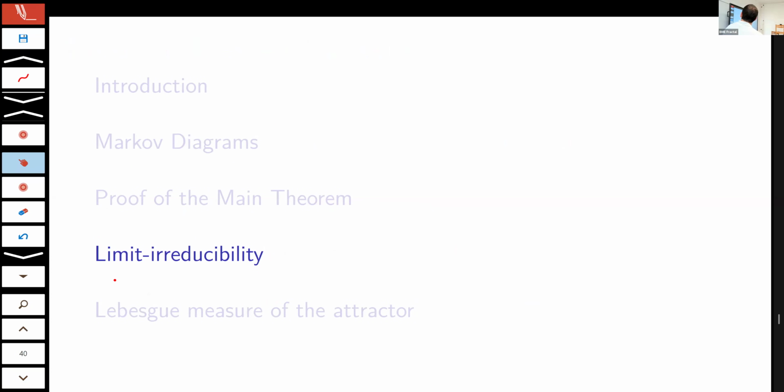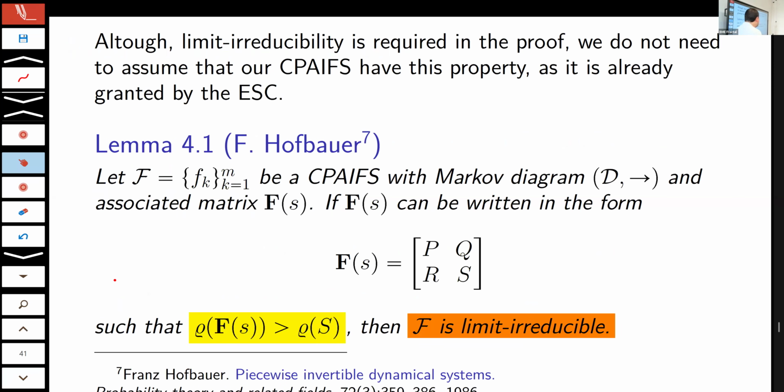Now, that's the property I have to talk about a little more, but don't worry. It looks like an extra, very technical requirement we need, but in fact, we don't have to assume it because it's granted by the exponential separation already. To prove it, he used the following lemma of Hochbar. He showed that if you think of the associated matrix as a block matrix with these 4 blocks, P, Q, R, and S, we only need to focus on these 2 blocks.